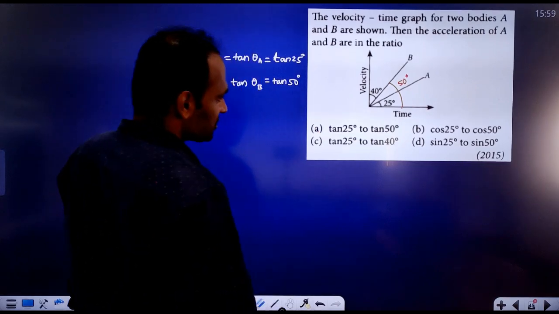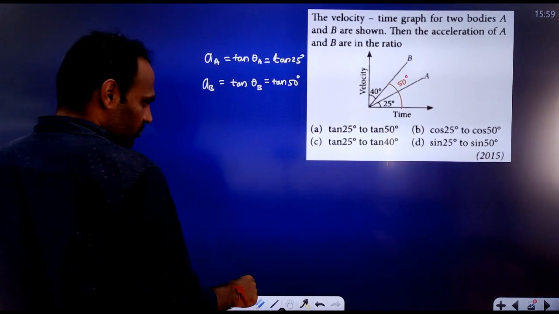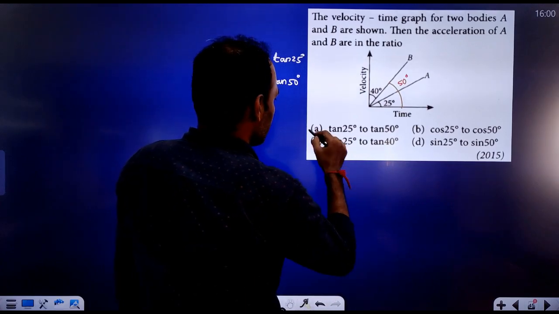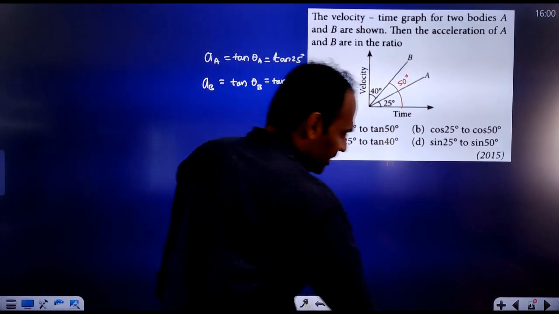So these are the accelerations. Tan 25, tan 50. Which option is correct then? Option A is correct. Right? Okay, let us go to the next question.